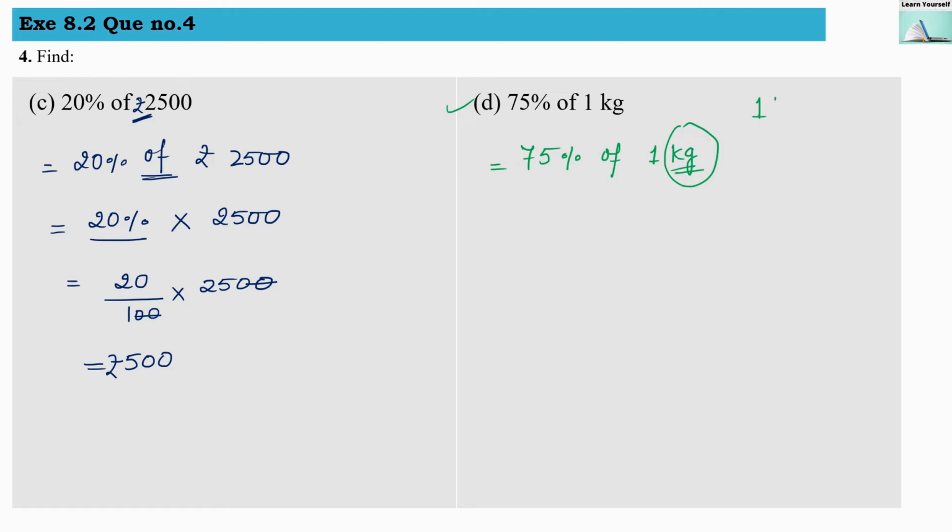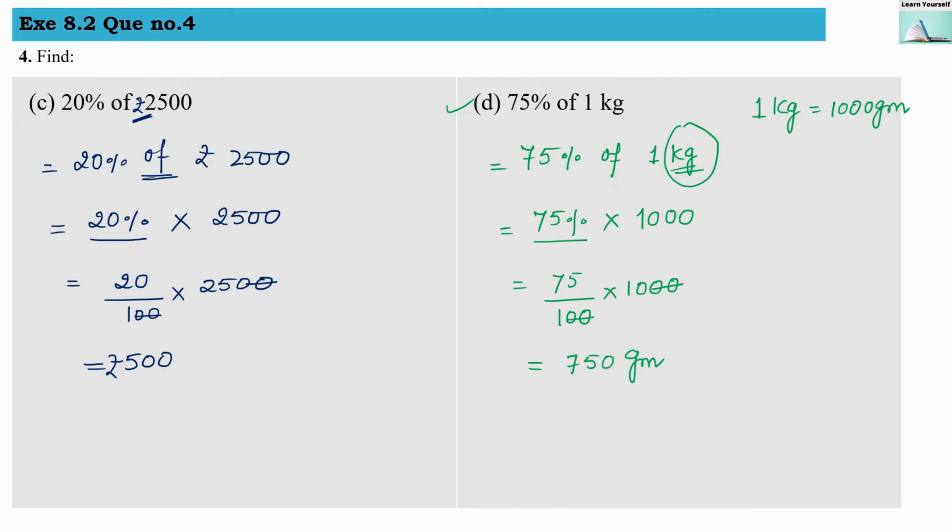We know that 1 kg equals 1000 gram. So we are going to write here gram. So 75% is in multiplication with 1000. Now let us convert this percent into fraction. So 75 divided by 100 in multiplication with 1000 gram. So these 2 zeros will get cancelled out, and here we got 750, and since we have converted this into gram, 750 gram will be the answer.